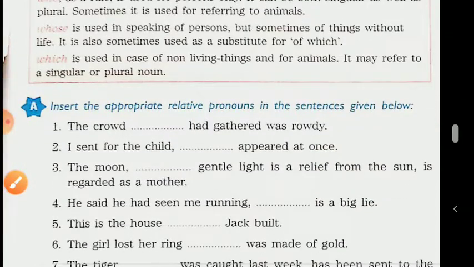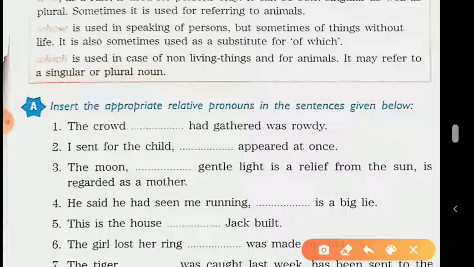Second, I sent for the child dash appeared at once. अब human beings के लिए, persons के लिए कौन सा हमको relative pronoun use करना है? Who. तो I sent for the child who appeared at once.